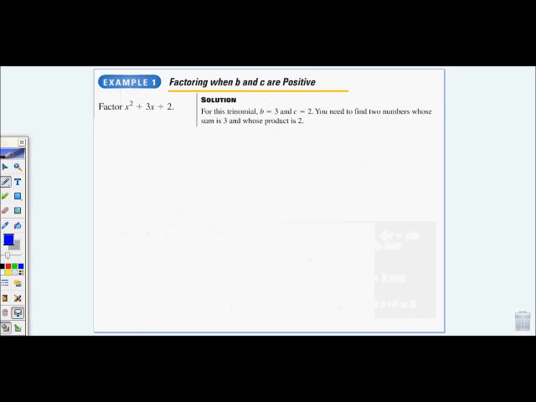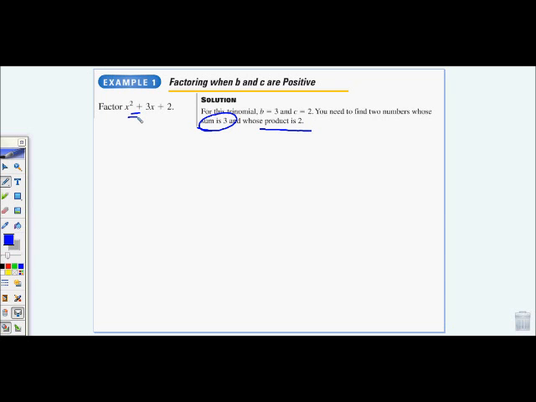So the way we go about this is we're going to start with the quadratic expression x squared plus 3x plus 2. For this trinomial, we have b equals 3 and c equals 2. So you need to find two numbers whose sum is 3 and whose product is 2. I recommend starting with the product first. And you know that the factors of 2 are only going to be 1 and 2. So will those two numbers work for the sum of 3?